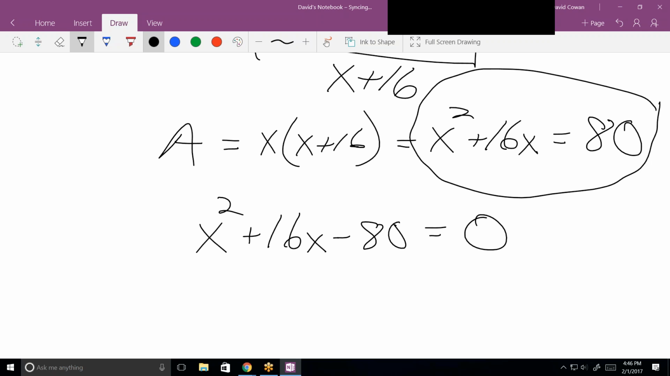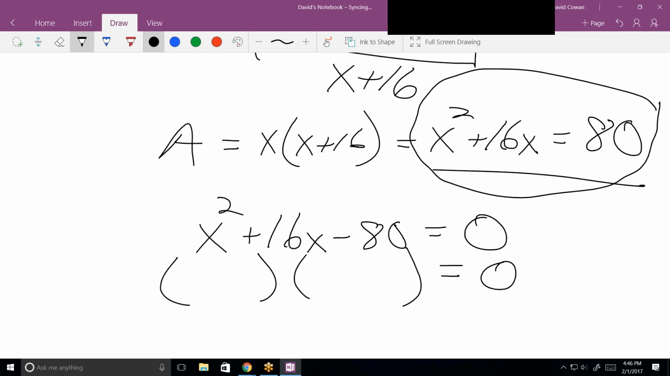In other words, if I get a quadratic equals zero, then all I have to do is factor the quadratic, and I'll be able to solve the problem. Without doing that, I have no way of solving the problem. As long as it's like that, I can't solve it. But what I can do is now factor it.